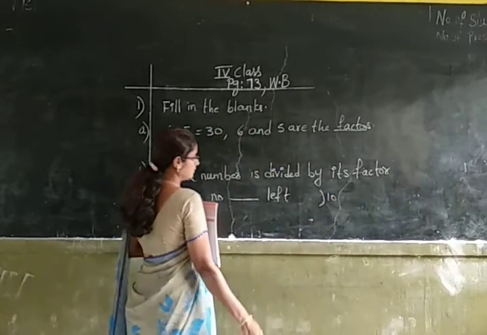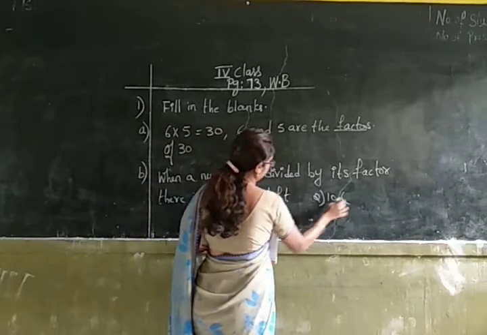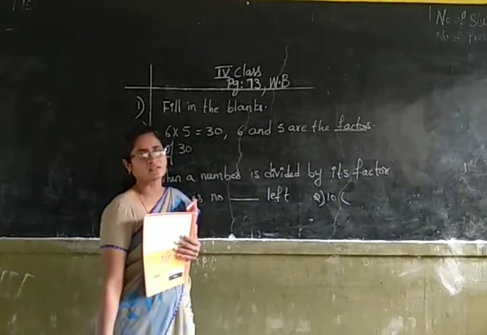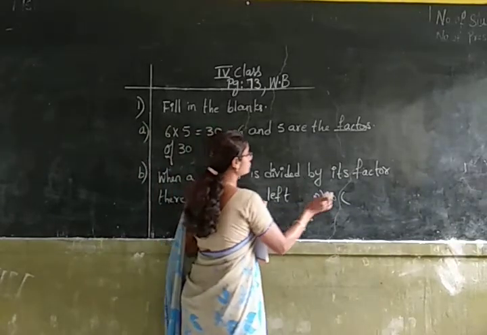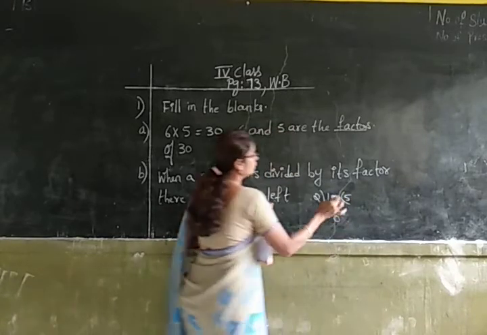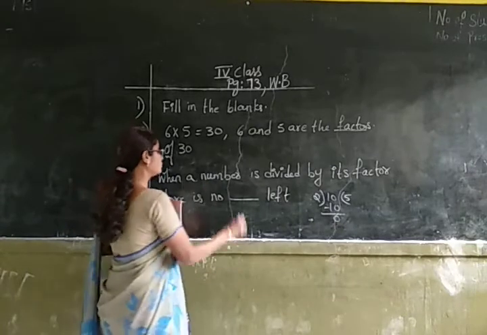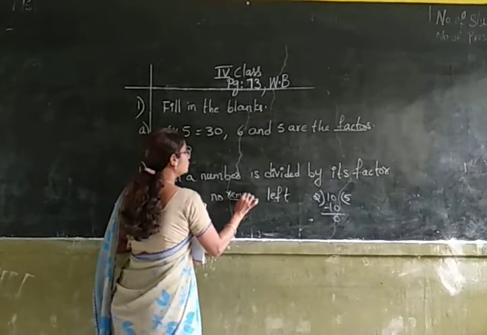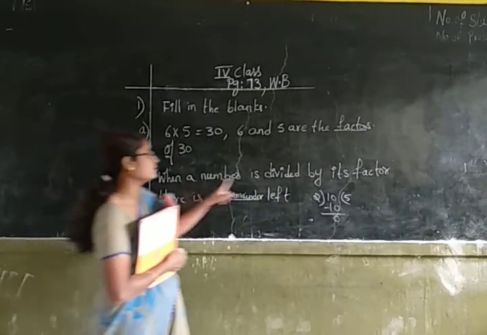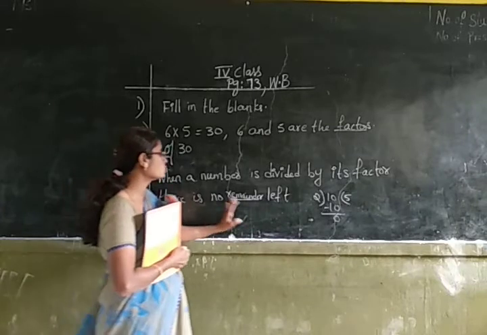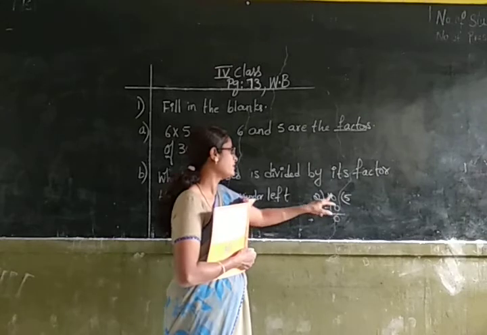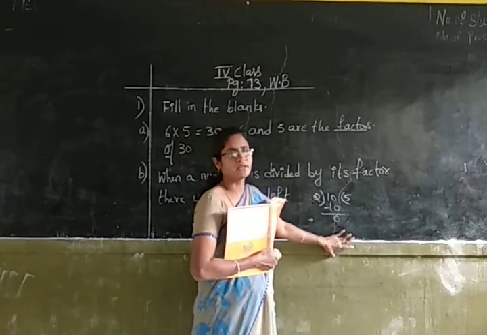2 is the factor of 10. So when we divide 10 with 2, what happens? We will get no remainder. So when a number is divided by its factor, there is no remainder left. You all know that 2 is the factor of 10, so when we divide 10 with 2, there is no remainder left.